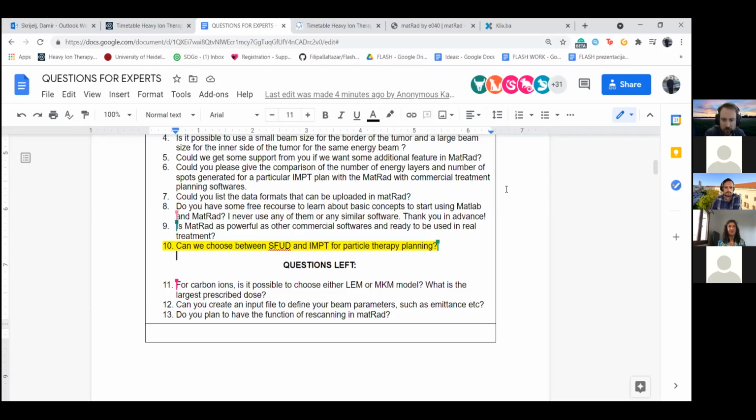Do you plan to have the function of rescanning in matRad? No, there are no plans at the moment to do this. If someone wants to implement it, you can do it. We have some 4D implementation also, so there might be a good point to start, but I also think there was already some publication that investigated this from other researchers. Unfortunately, not everybody contributes the code that they write when they make their research projects. So that's something that hopefully gets better and better.